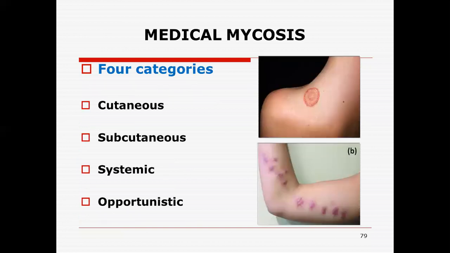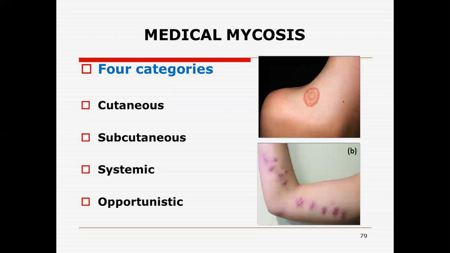These are generalized principles. Now, medical mycosis is broadly divided into 4 subcategories. What are those 4 categories? We can have mycotic infection of the cutaneous tissues or the subcutaneous tissues. We can have systemic mycotic infections, and we can have opportunistic mycotic infection.